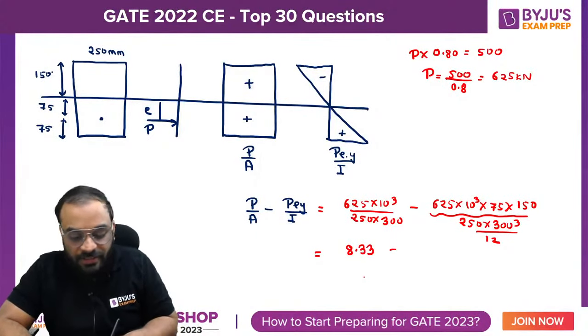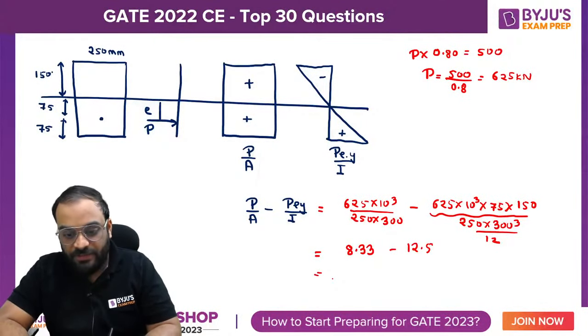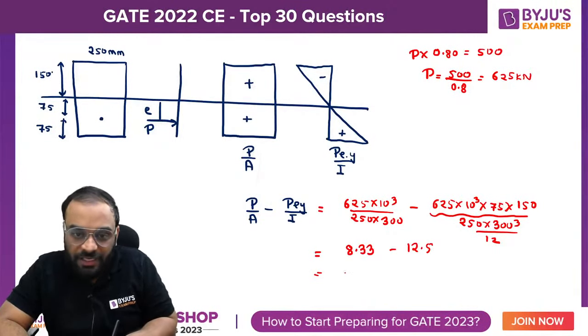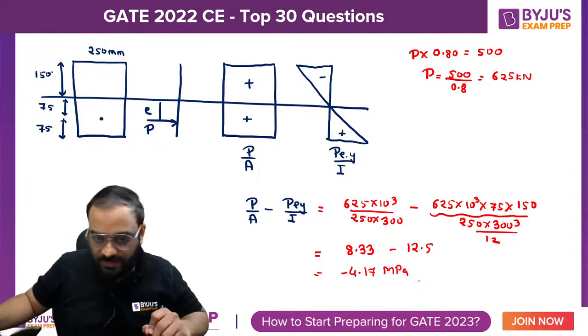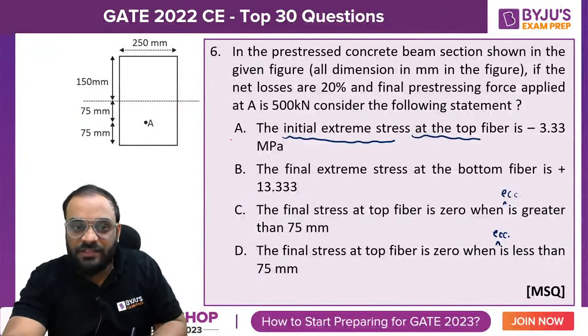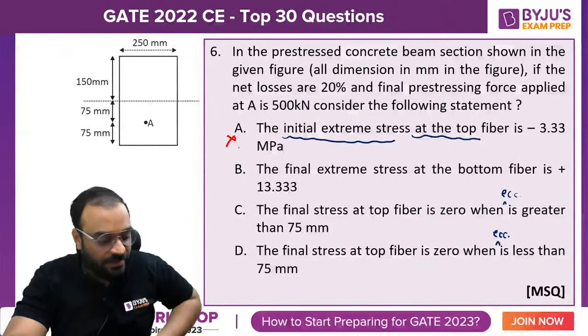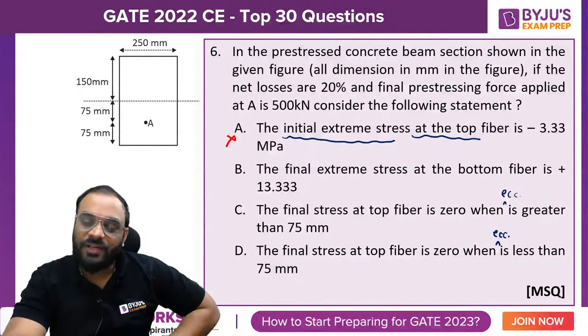How much are you getting, guys? This is 12.5. If you solve it, 8.33 minus ans. So we are getting a value of minus 4.17 megapascal, right? Kindly check it and let me know the answer. Yes, minus 4.17 megapascal. So this answer is wrong, right? This answer is wrong, correct?